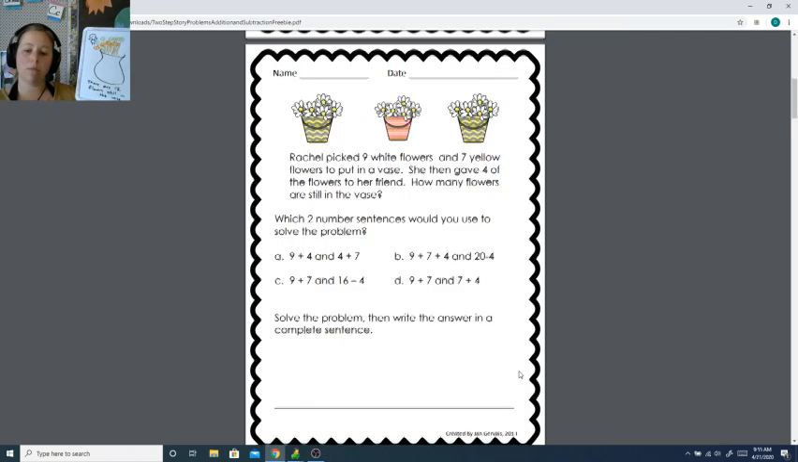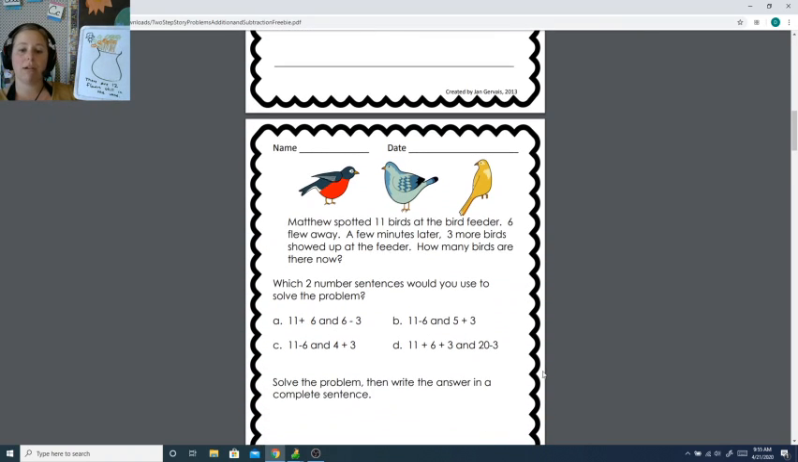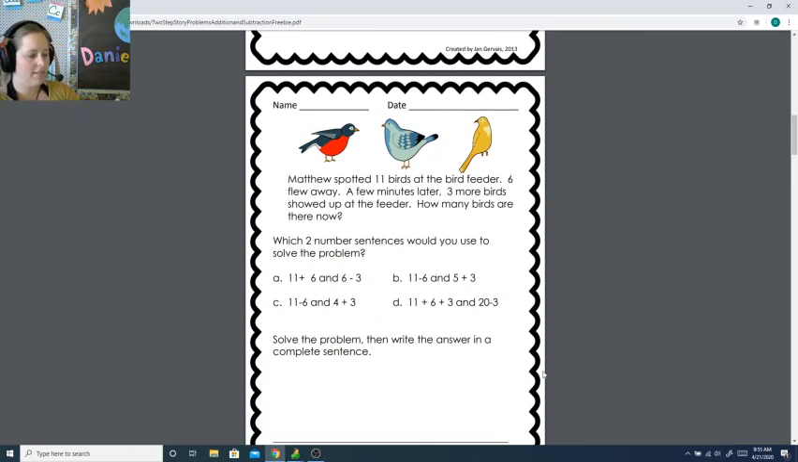Now we're going to go to number 2. Just going to scroll down. Okay, let me erase this because we're going to need the whiteboard again. But this is what it says, and you're going to do the same exact thing. We'll read through it, figure out which 2 number sentences work, and then figure out what the correct answer is and write it in a complete sentence.